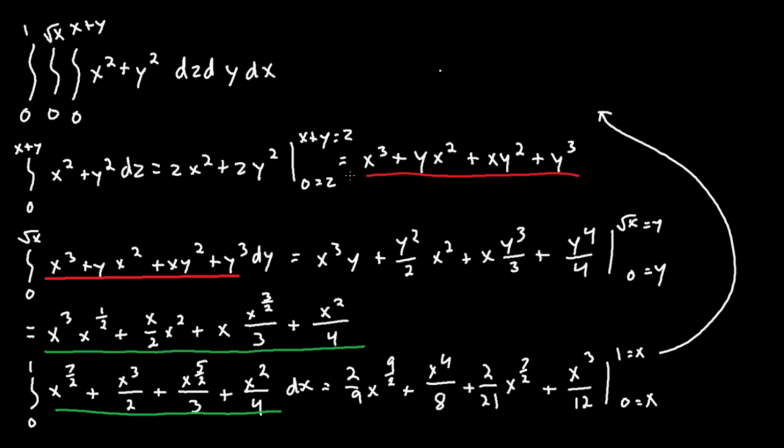You get something that looks like this, since 1 to the power of anything is just 1. All we have to do is get the coefficients. So 2 over 9 plus 1 over 8 plus 2 over 21 plus 1 over 12. And if you want to simplify all of it, honestly most math teachers are fine with you just finding the constant. But if you want to simplify this, it's 265 over 504.